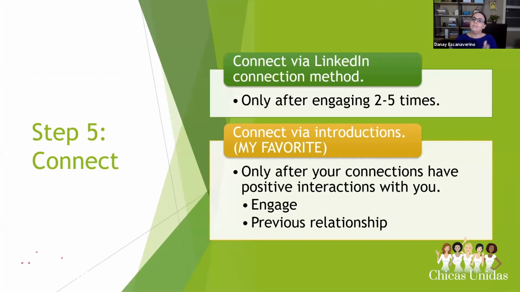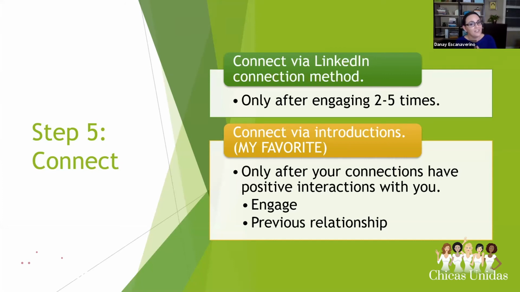Okay, let's go now to our connections, right? So we finished our 4 other steps. Now we're at the connect step. And you can connect one of 2 ways. You can either connect through the LinkedIn connection method where you are directly trying to connect to one person, right? And that's great. You can engage 2 to 5 times or so, and see if somebody that you try to connect with sees you engaging with their content, so they'll recognize you and hopefully they'll connect. Or you can connect via introductions, which is actually my absolute favorite way of connecting.